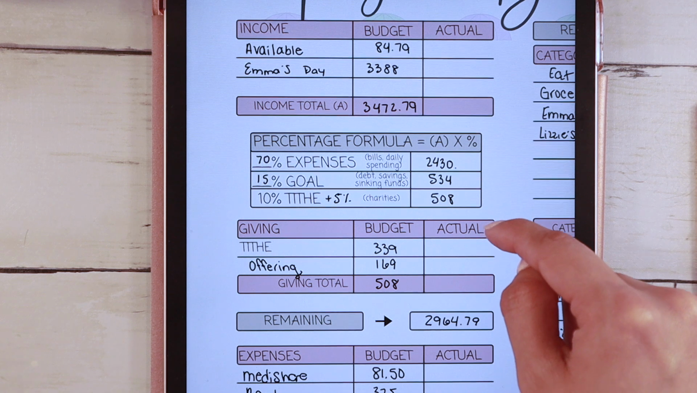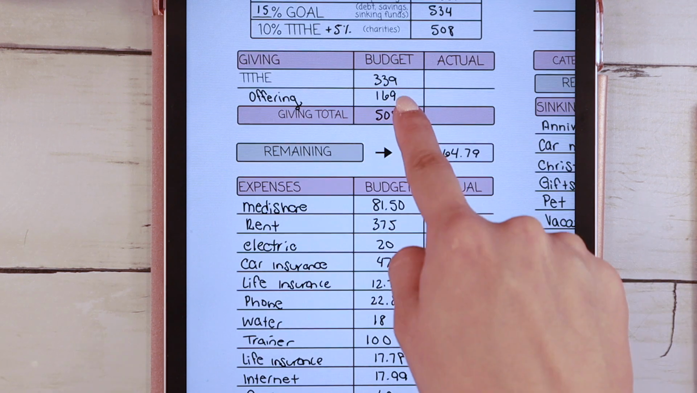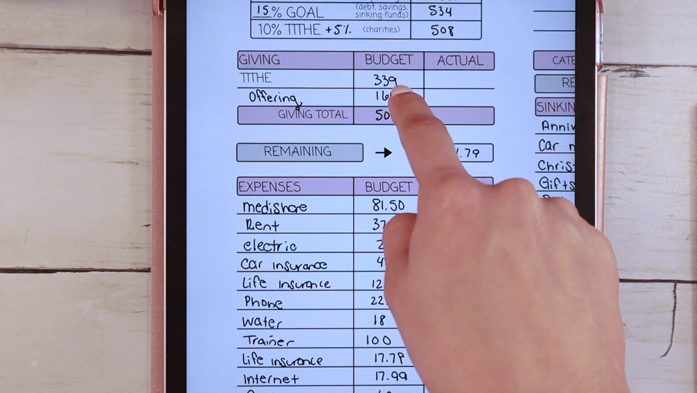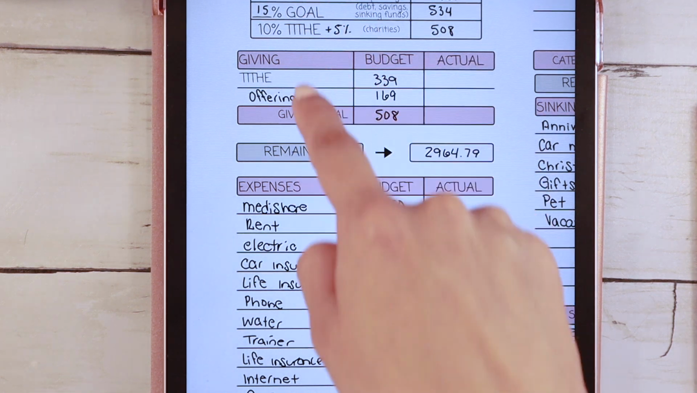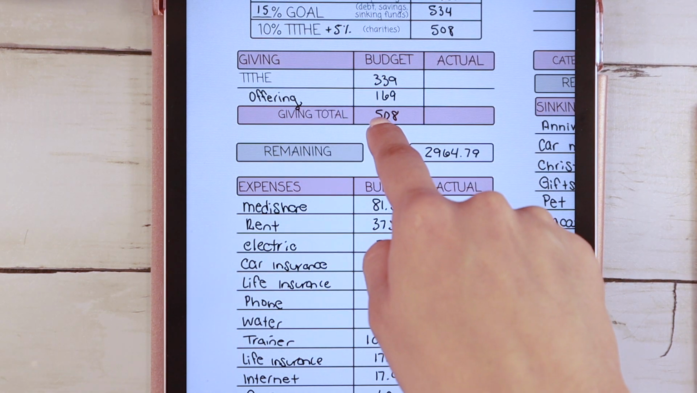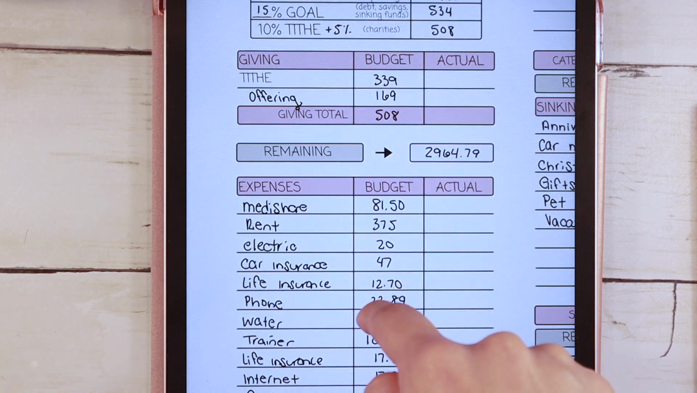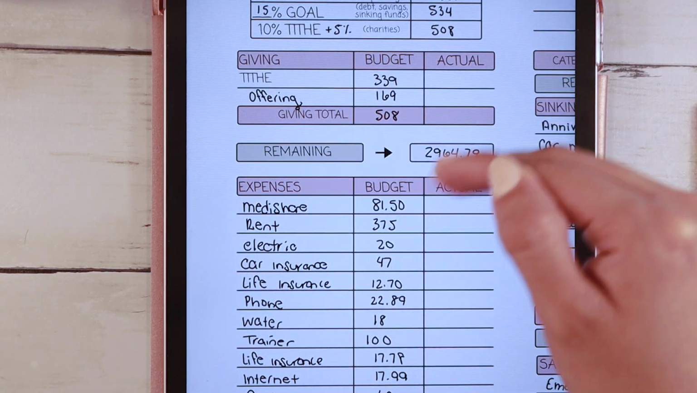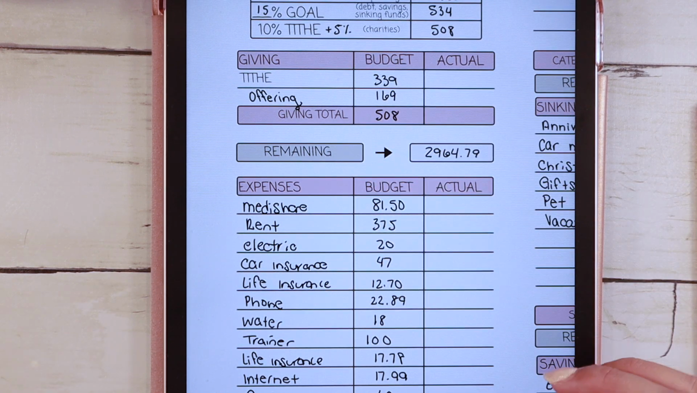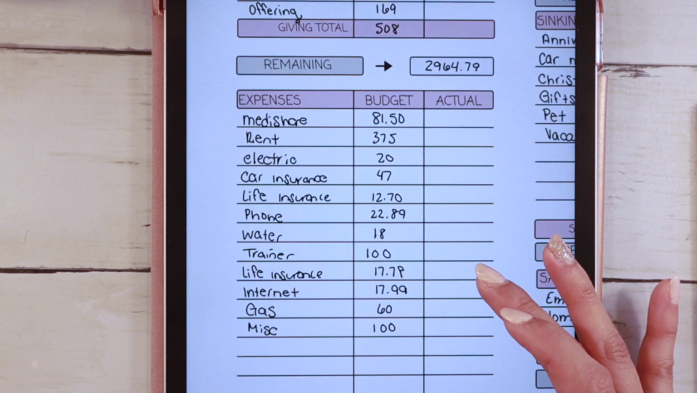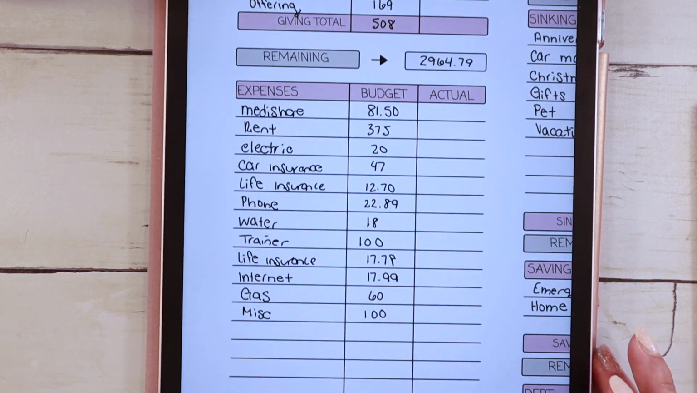So we've broken down our percentage formula into those categories, and I just plugged in my numbers here. So 339 is 10% from the income, and then the difference is 169 for that 5%, and it gives us the giving total of 508. So now you take your income and you subtract the giving, and it leaves us with a remaining balance of 2964.